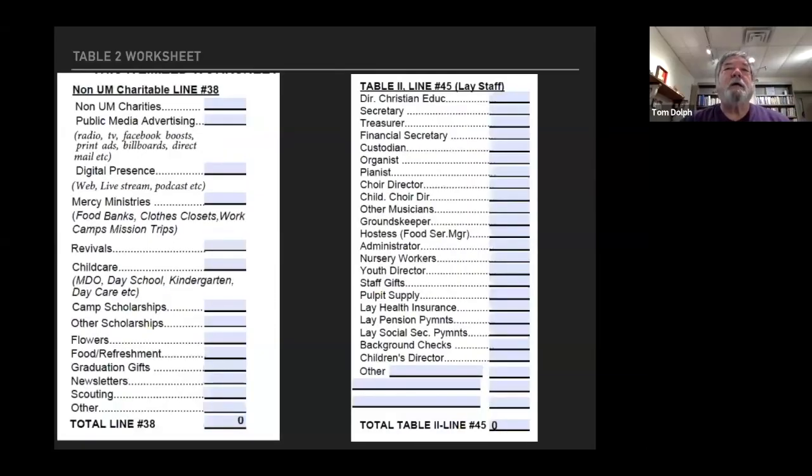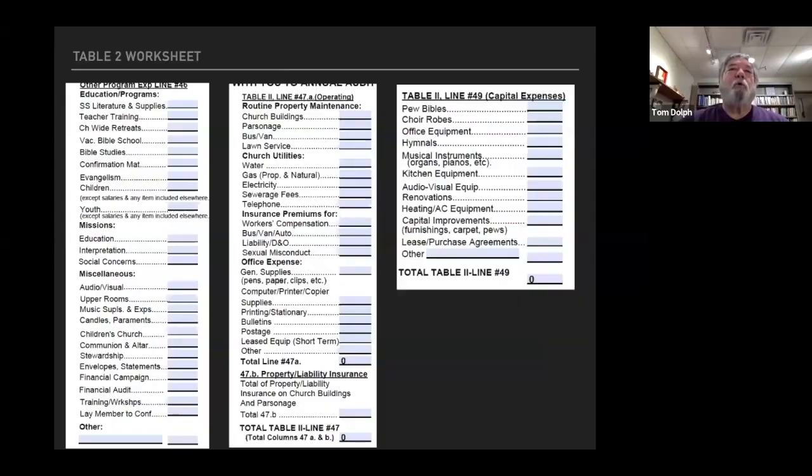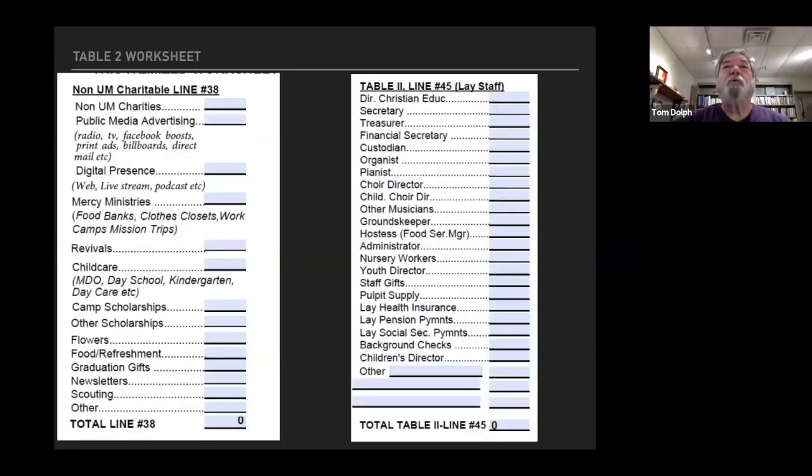Just a quick glance at some of these other things. Line by line, note that line 45 is the only place that salary goes. So when you see under program expenses, things like children and youth and those kinds of things, that is not for salary. That is for program expenses. All salaries will go somewhere on line 45.